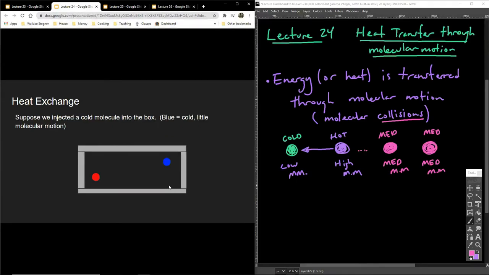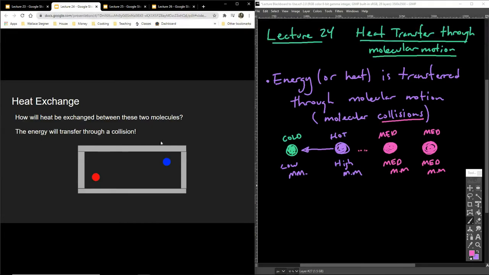Okay, so suppose we injected a cold molecule into the box, or a molecule that has very little molecular motion. What's going to happen? Well, this molecule with very little molecular motion is just going to slowly move around inside the box, and this hot molecule will zoom around the box all over the place.